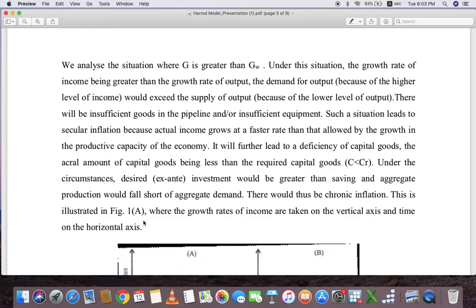Actual savings will be less than this desired amount of investment. So, there is an excess demand for investment in the investment market, and aggregate production will fall short of aggregate demand. So, this will create chronic inflation, and this is illustrated by this figure.